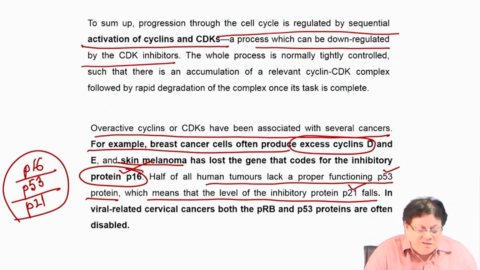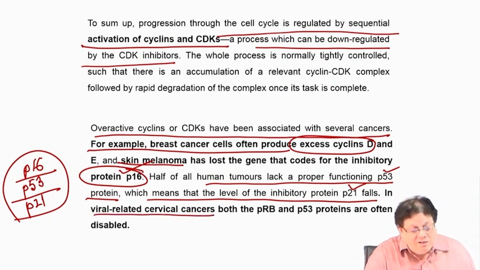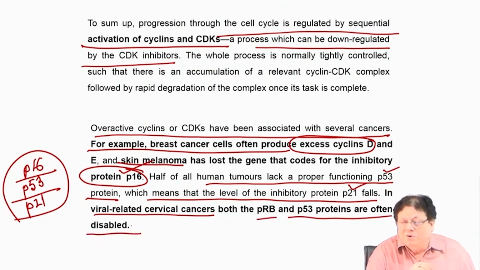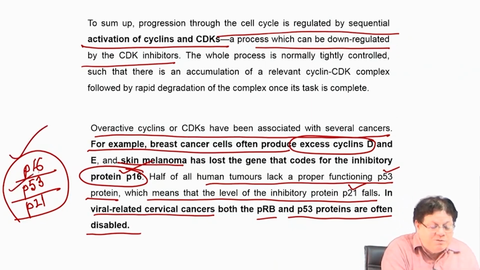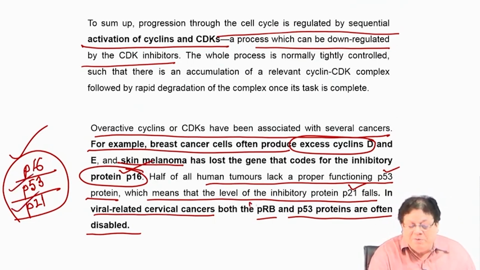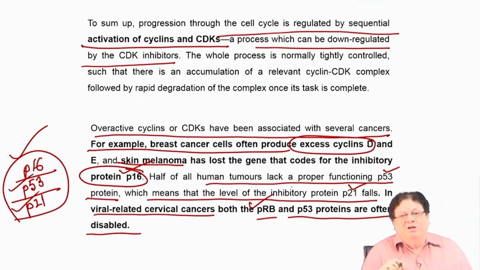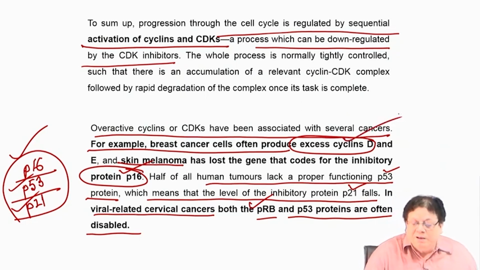Okay. And there are different types of cancer. I told you there are these viral related cancers. Both PRB and P53 proteins are often disabled. Okay. The virus disables these proteins which safeguard our body. So, our body has a natural defense mechanism via these P16, P53, P21, and then PRB. But if they are malfunctioning, then the problem is that the cells will be growing very fast, and also if there is excess cyclins, more cyclin activity means more growth.